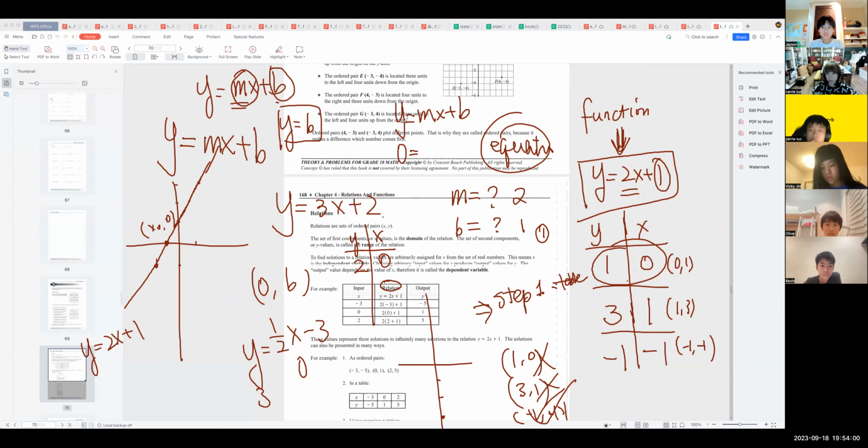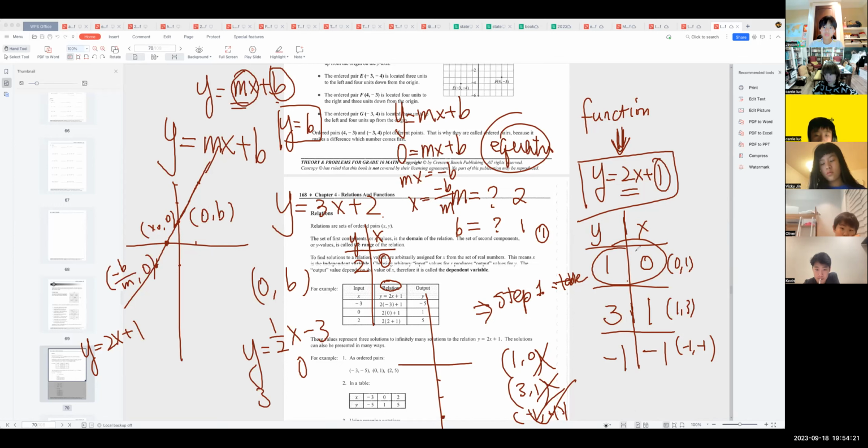So I'm going to make y equals 0. So mx plus b equals 0. So mx equals negative b. So x equals negative b over m. Okay, so everybody, this one is (0, b). And this one is what? It is (negative b over m, 0).